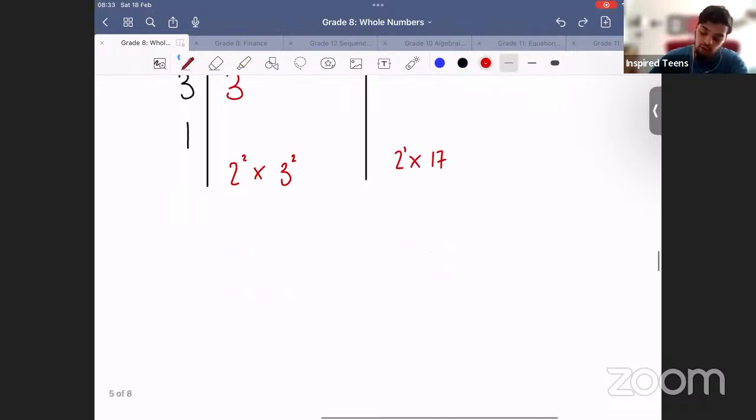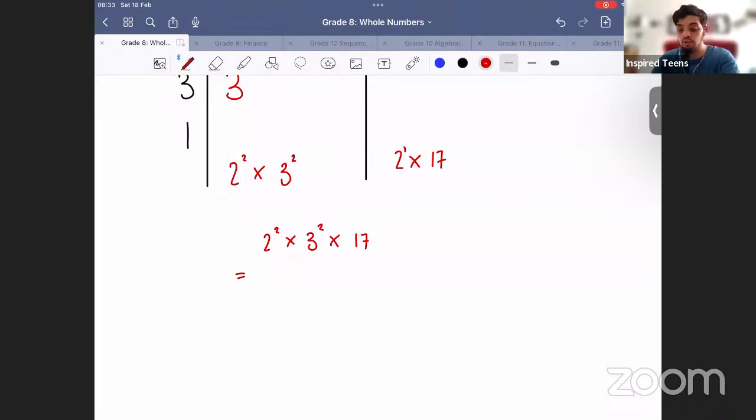So I'm going to take 2 to the power of 2. Then I need to multiply it by 3's highest power, and it's 3 to the power of 2. So I'm going to say multiplied by 3 to the power of 2. And finally, I'm going to multiply it by 17's highest power, and 17's highest power is 1. So it's just basically 17 to the power of 1, or just 17. When I do this calculation, 2 squared times 3 squared times 17, I get an answer of 612. And that is actually my lowest common multiple.